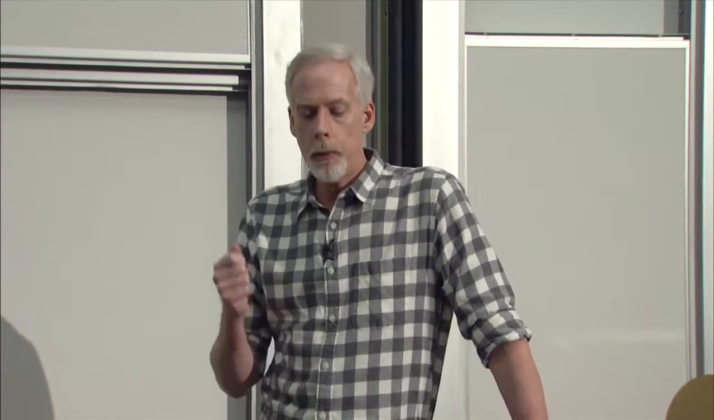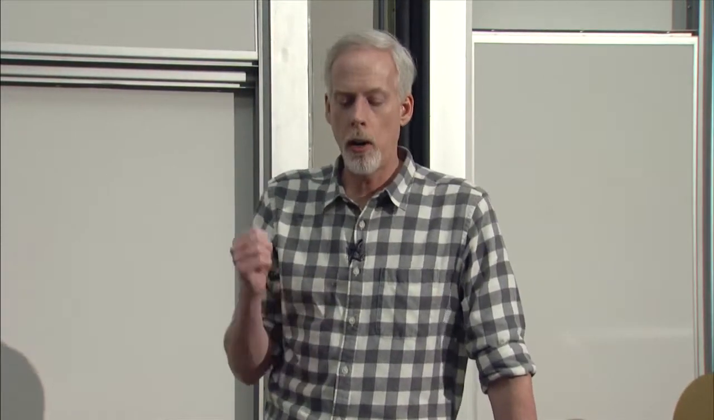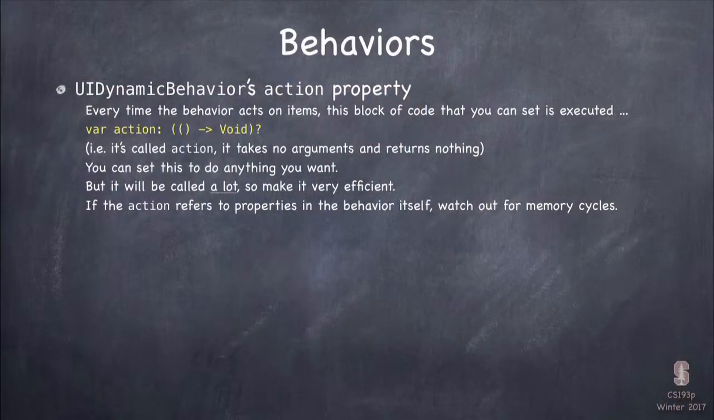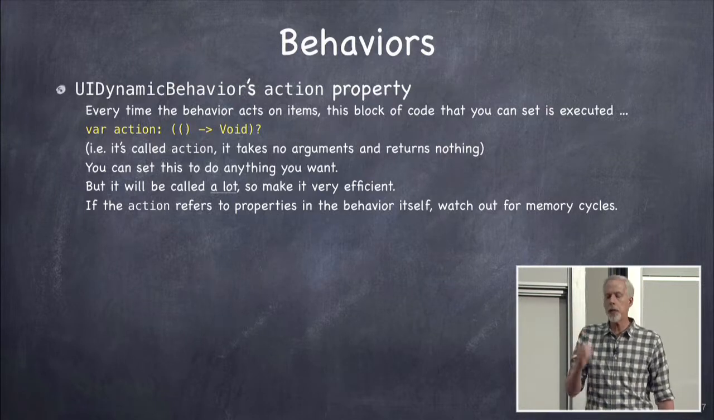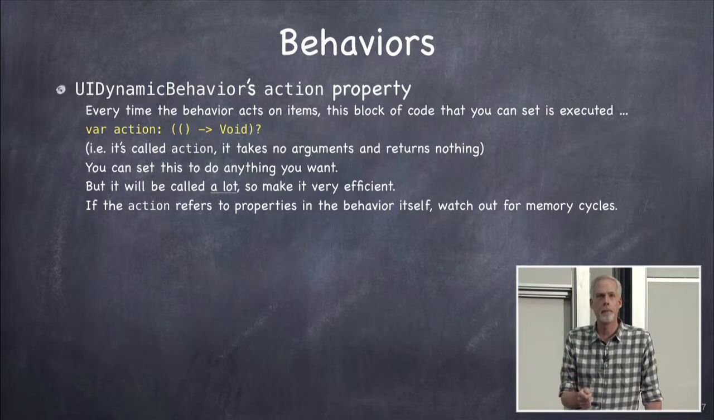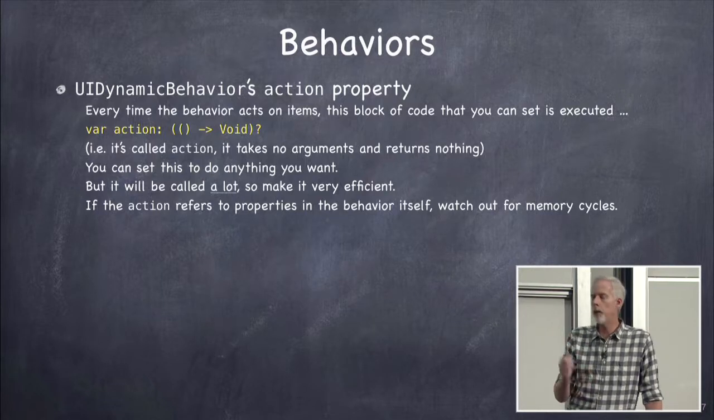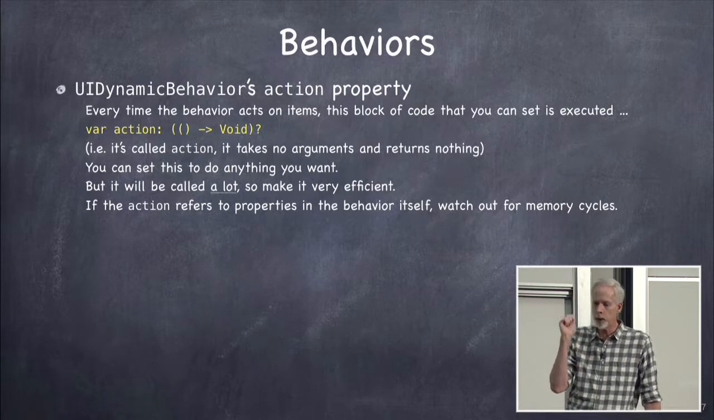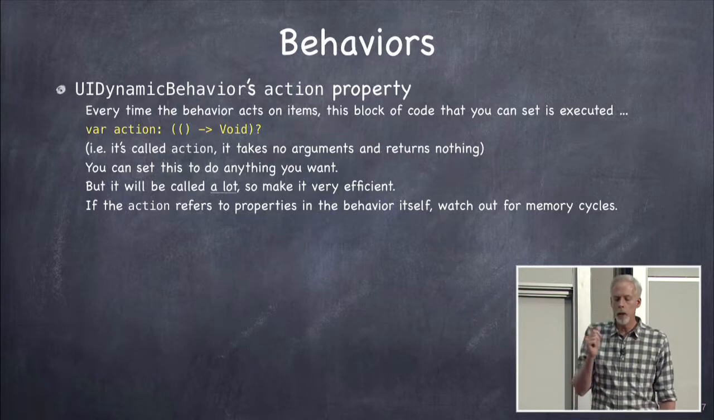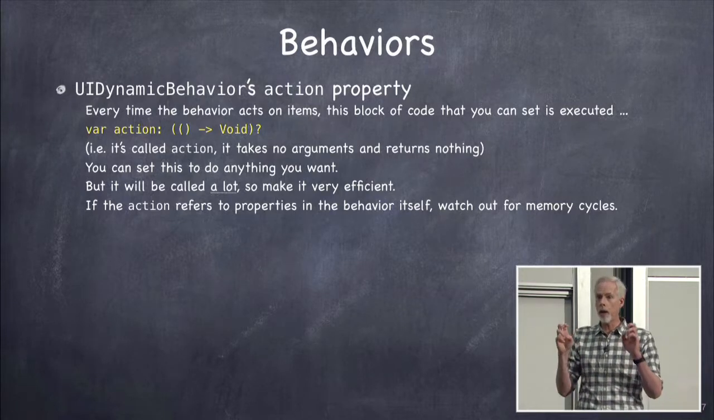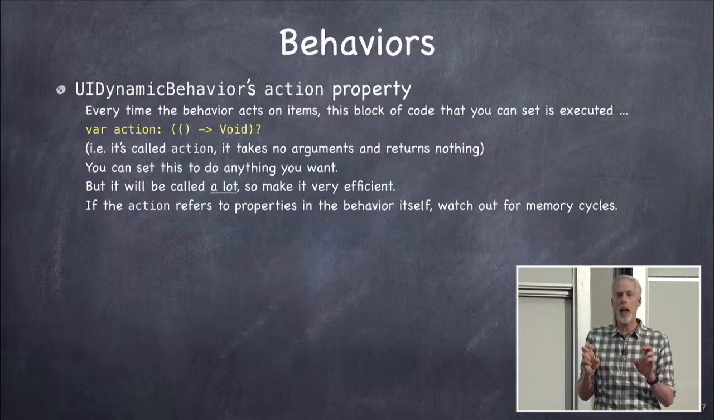UIDynamicBehavior also has a really cool var called action. Action is just a closure, takes no arguments, returns no arguments. This action closure is called every time this behavior acts. So a collision behavior, when it collides, is going to call this action. Gravity is calling this all the time because gravity is always accelerating the items more and more. A push behavior, if it's instantaneous, is called when it does its one push. If it's continuous, it's going to be called all the time as it pushes on the thing. So these little closures are called a lot, so don't do anything expensive inside an action closure.